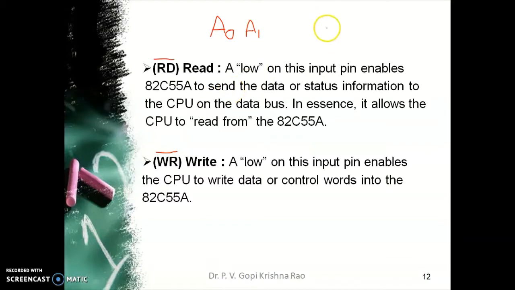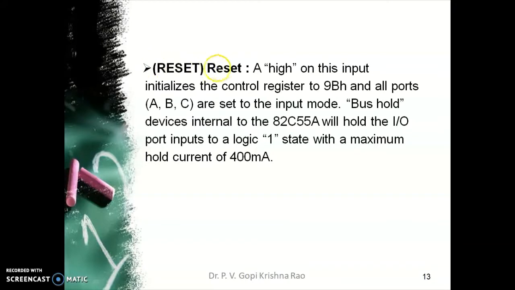So read in the sense the information is going towards the microprocessor. When you say write, the information is coming from the microprocessor. The reset signal, which is an active high signal, initializes the control word registers and all the ports of 8255 will be configured in input mode.